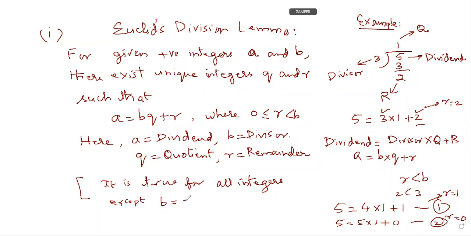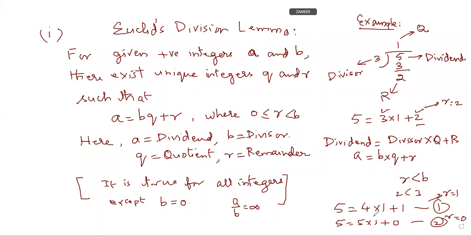If b is 0, then it will become infinity, because in a upon b we are dividing, the divisor is b, so a is divided by b. So if b is equal to 0, it will become infinity. This is the way of writing infinity. So that's why except b equal to 0, otherwise it is true for all. That can be asked in an objective type question, because you should know that it is not only for positive integers, but in our course we are studying positive integers only.